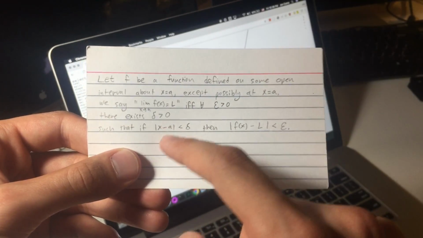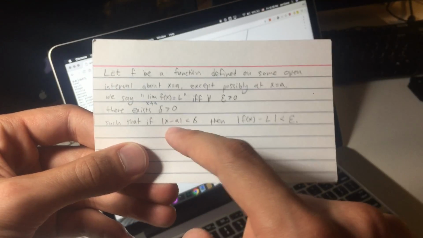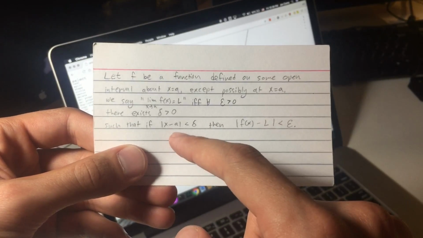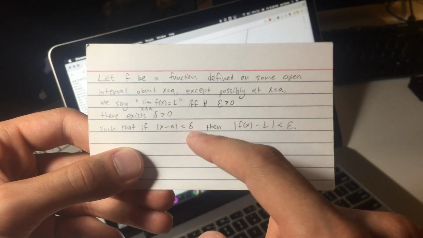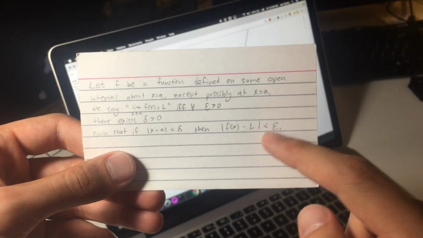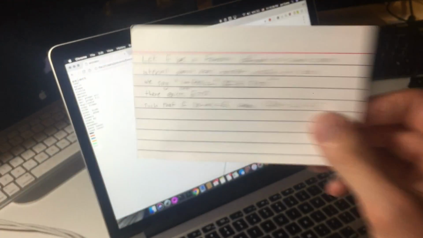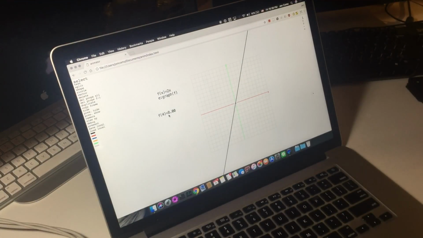And if you restrict the input to the function, if you make this distance to this number a reduce to be less than delta, then you should be good no matter what epsilon you pick. So that leads us into something called an epsilon delta proof.